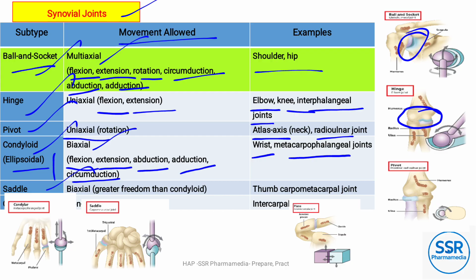Saddle joint is biaxial, with greater freedom than condyloid joints. Examples: thumb, carpo-metacarpal joints and intercarpal joints. If you see, the saddle joint is between the fingers. So condyloid joints are between the phalanges, and this is abduction, adduction. So pivot joints are between the atlas of the neck and radio-ulnar joints.